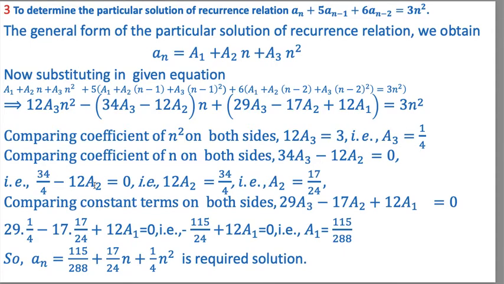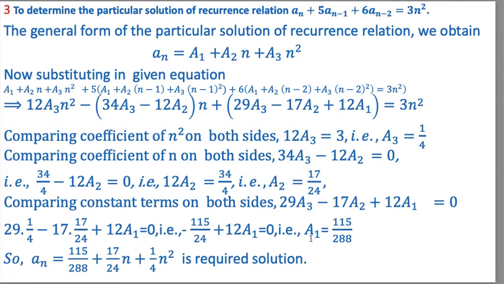So 34 upon 4 minus 12A2 equal to 0. Means 12A2 is equal to 34 upon 4, and this 12 will come in the denominator, A2 is equal to 17 upon 24. If we compare the constant term on both sides, 29A3 minus 17A2 plus 12A1 equal to 0. So in place of A3, I write 1 upon 4. In place of A2, we write 17 upon 24. So 29 into 1 upon 4 minus 17 upon 24 plus 12A1 equal to 0. Means minus 115 upon 24 plus 12A1 equal to 0. By solving these terms, A1 is equal to 115 upon 288.